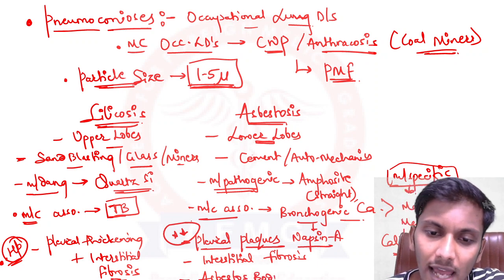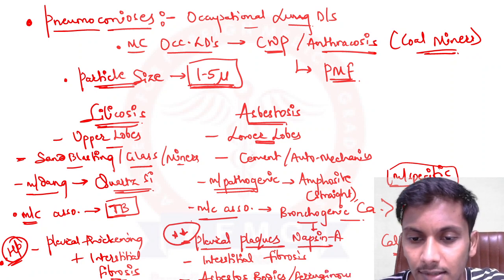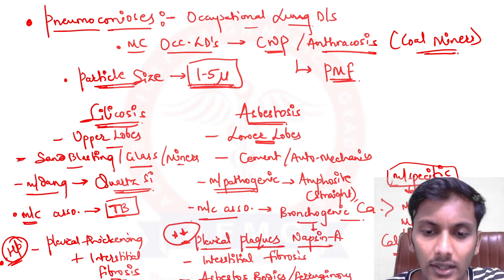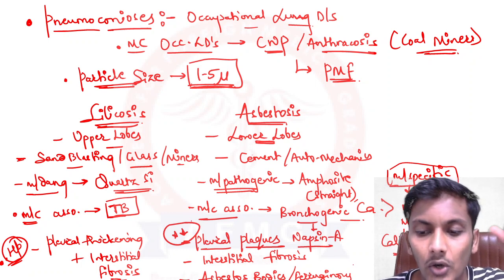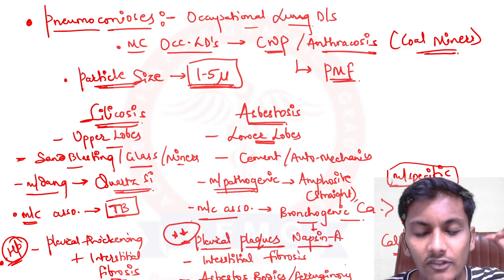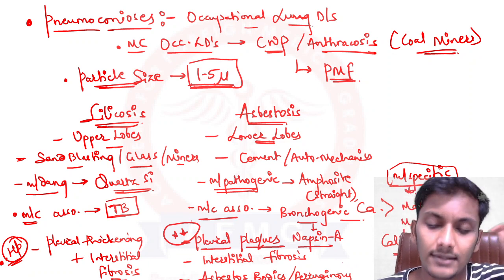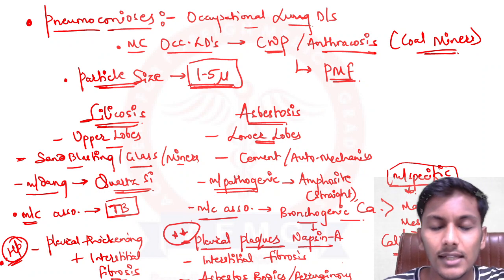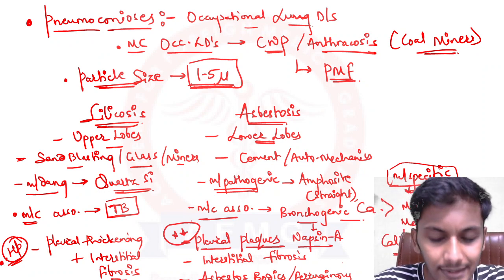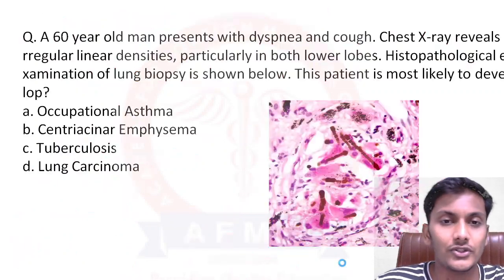What are those? Your asbestos bodies, also known as ferruginous bodies. What are these? These are dumbbell shaped beaded bodies along with iron. Iron is present, therefore they are known as ferruginous bodies. Asbestos or ferruginous bodies are seen on histopathological examination of asbestosis. So these are the important features and the important diseases that you need to know guys. Let's move on to our next question now.